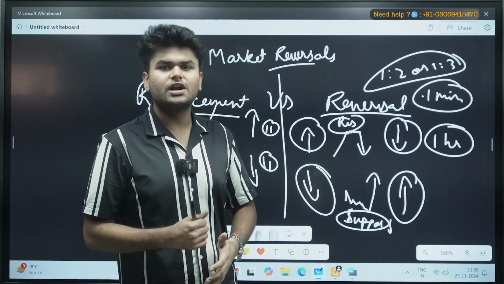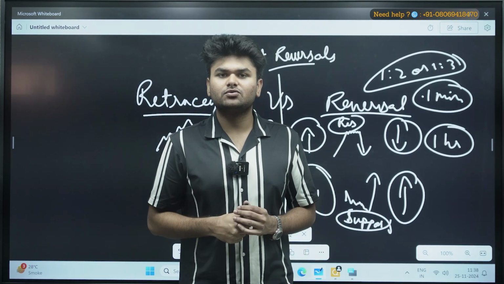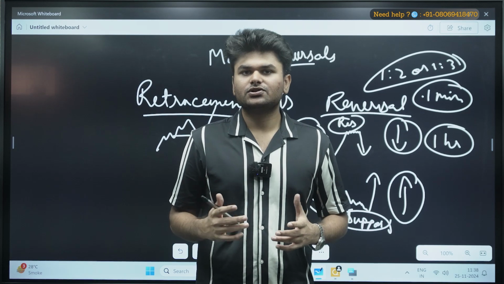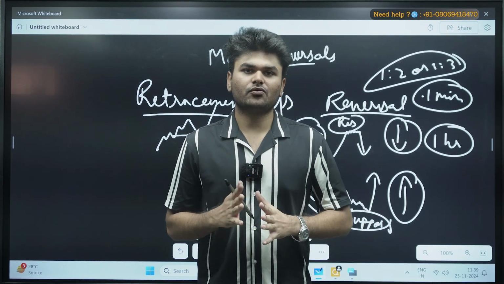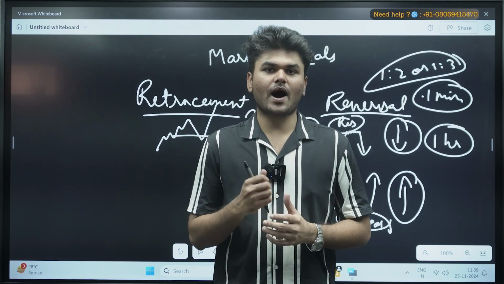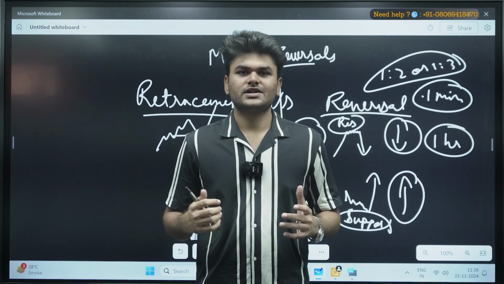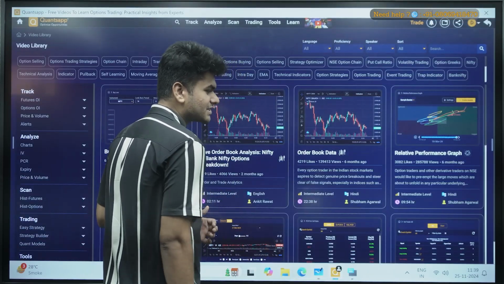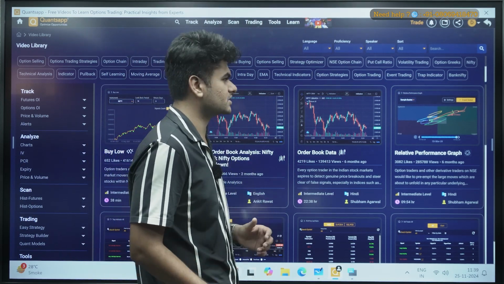Right, so it's not very hard to catch reversals, but it is very crucial, or rather it is very hard to catch such stocks. Quantsap is providing you with a tool which will help you identify such stocks. Let me just make it easy for you. Let's go to Quantsap and understand how you catch these stocks.